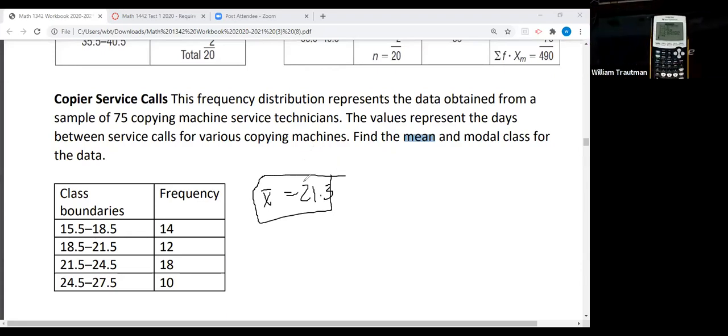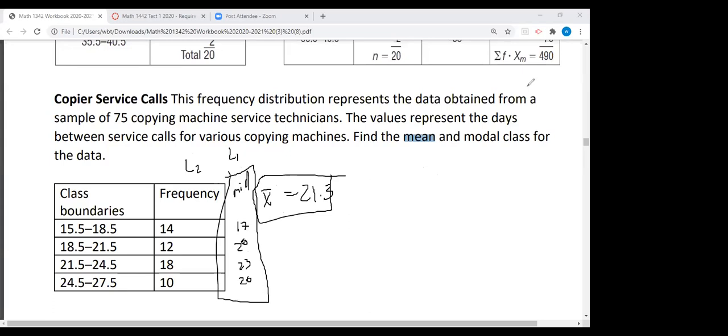So that's our mean right there. Any questions on this? Don't forget, this is where the midpoints were. L1, L2. And you should get 20. Did anybody else get 21.3? I did, sir. Okay, good. I really recommend practicing this.